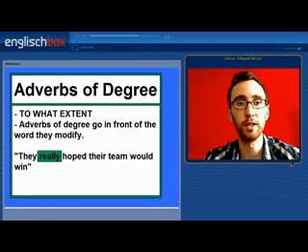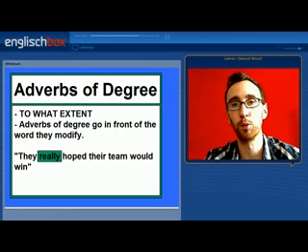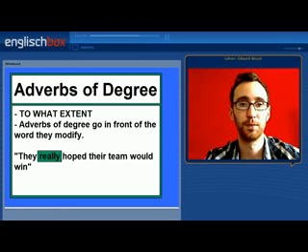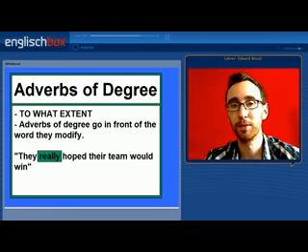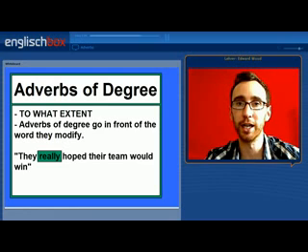Adverbs of degree are used in response to questions with to what extent. They go in front of the word they modify. For example, they really hoped their team would win. Here, the adverb is really, and the word modified is the verb to hope.